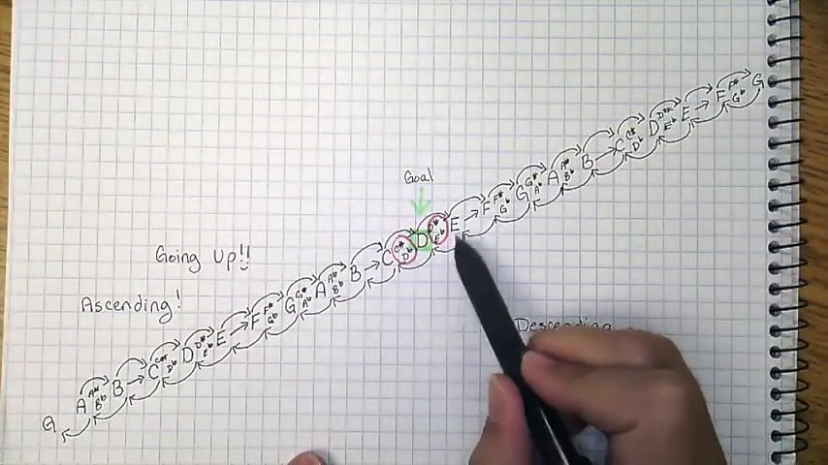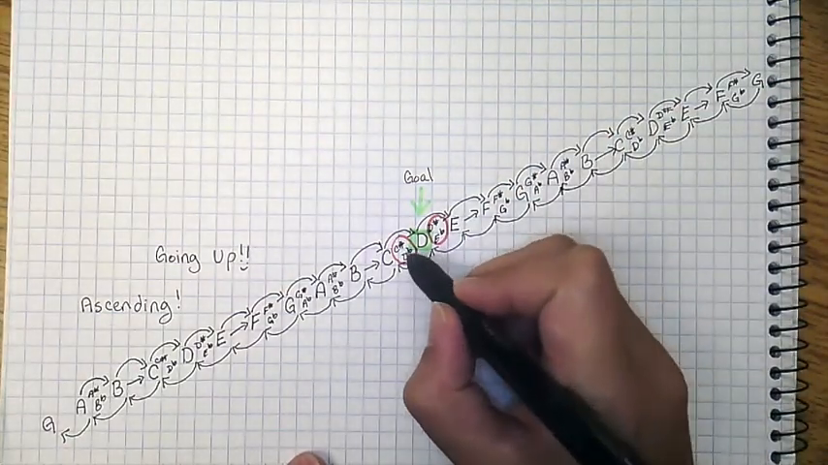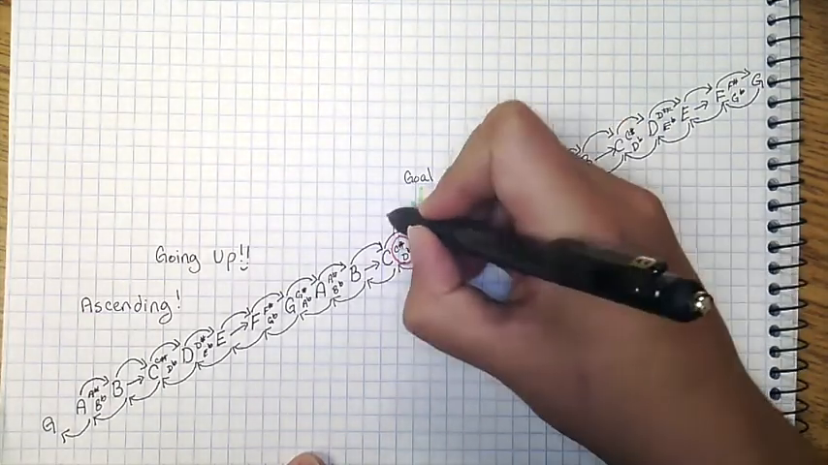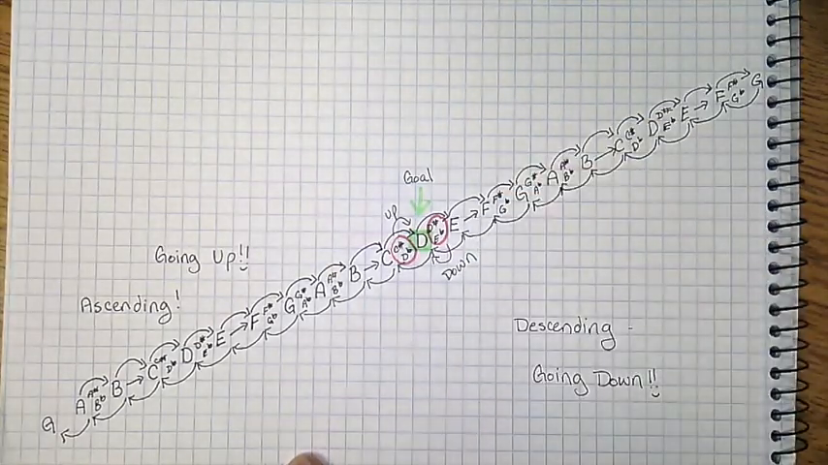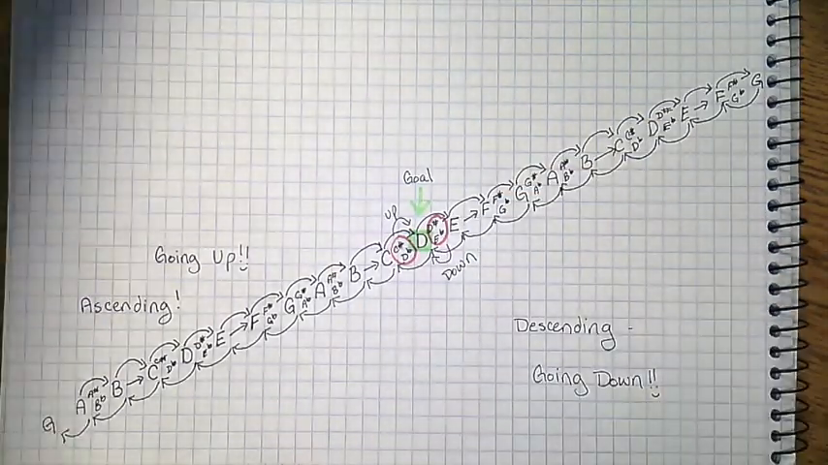Those would be a little bit out of tune. C sharp or D flat would be below D, so we need to raise the pitch up. D sharp or E flat would be a little bit too high, so we want to bring them down.